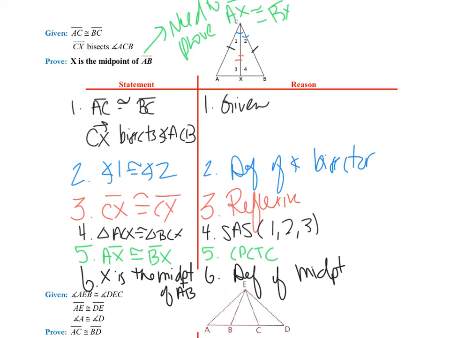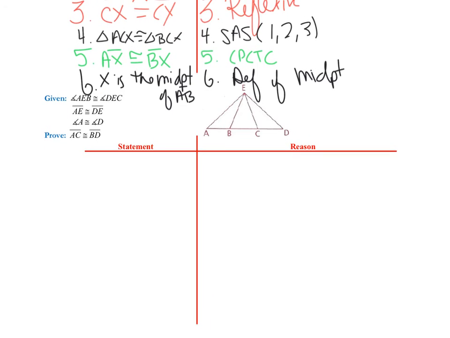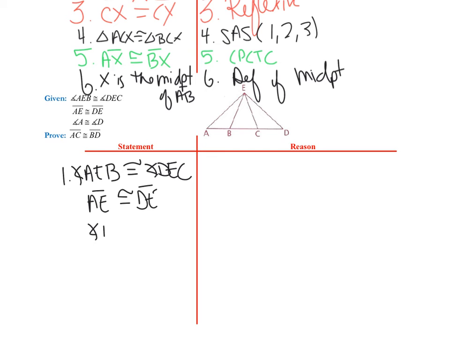All right, last proof. So angle AEB is congruent to angle DEC. AE is congruent to DE. And angle A is congruent to angle D. So since all of this was given to us, I don't have to dissect anything. I'm going to go ahead and mark it on my diagram. So AEB is congruent to DEC. AE is congruent to DE. And angle A is congruent to angle D. Let's mark that with 2.